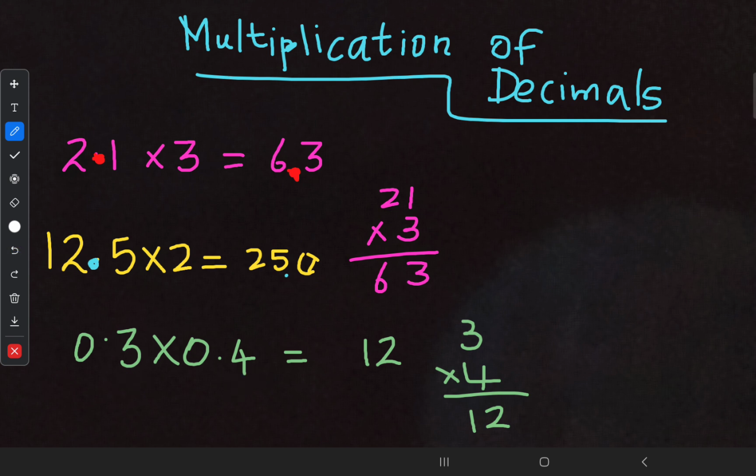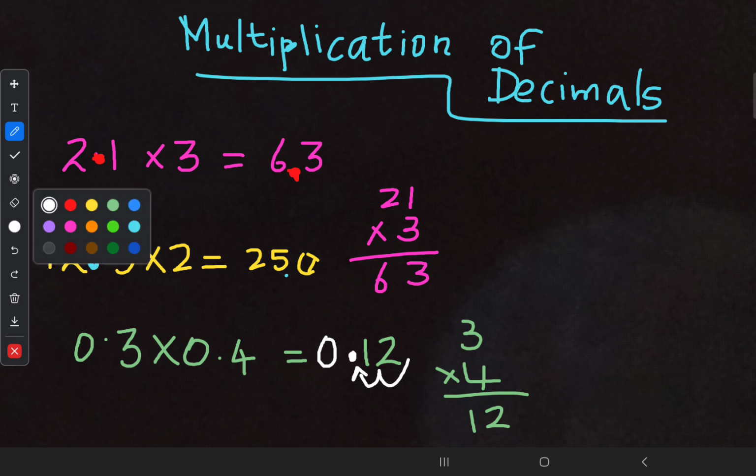So in total we have to place two digits after the decimal point. From its last, we have to place the decimal two digits before. So this is going to be .12. It's not proper to write just .12; before that we have to indicate a zero digit also. Let's do one more question.